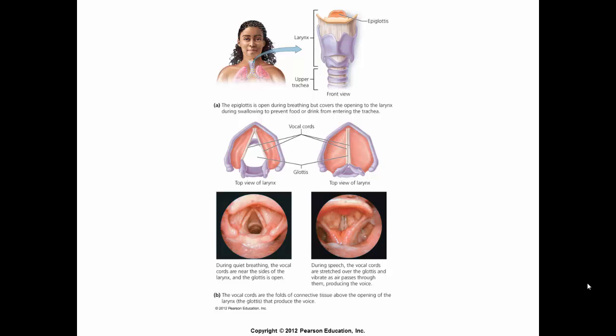During quiet breathing, the vocal cords are near the sides of the larynx and the glottis is open. During speech, the vocal cords are stretched over the glottis and vibrate as air passes through them, producing sound. And the vocal cords are just the folds of connective tissue.